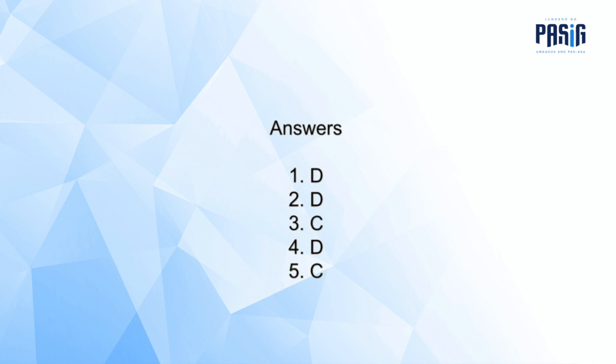Here are the correct answers. Number 1 is letter D, number 2 is letter D, number 3 is letter C, number 4 is letter D, and number 5 is letter C.